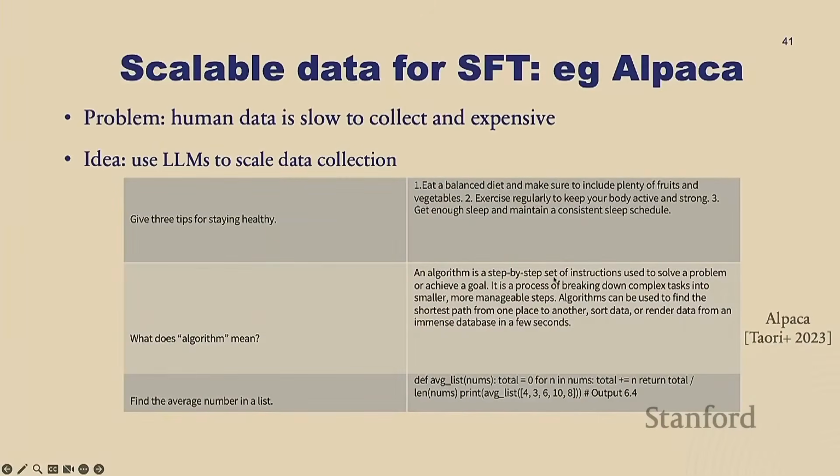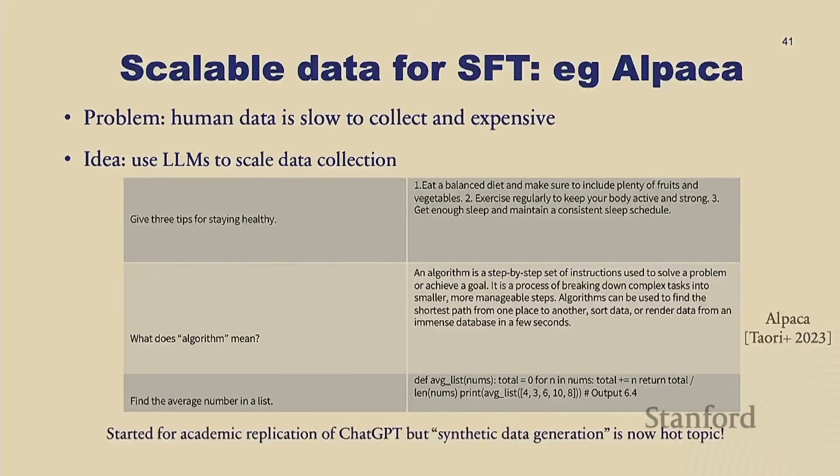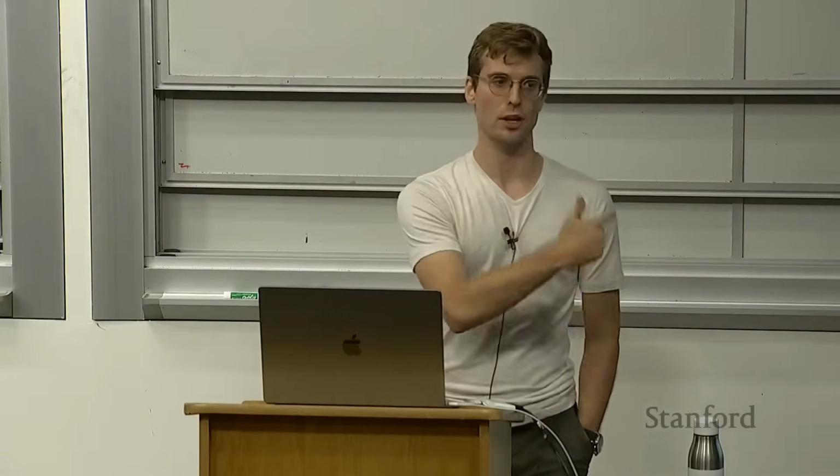And this is the type of data that we collected. Things like, what does algorithm mean? An algorithm is a step-by-step set of instructions used to solve a problem or achieve a goal, blah, blah, blah. The data is actually pretty good, given that it was generated by LLMs from essentially 2 generations ago. That really started, at least for us, as an academic replication of ChatGPT. Now there's a big field of synthetic data generation, of how to use LLMs to make development of LLMs faster, by decreasing the amount of human hours that you need.